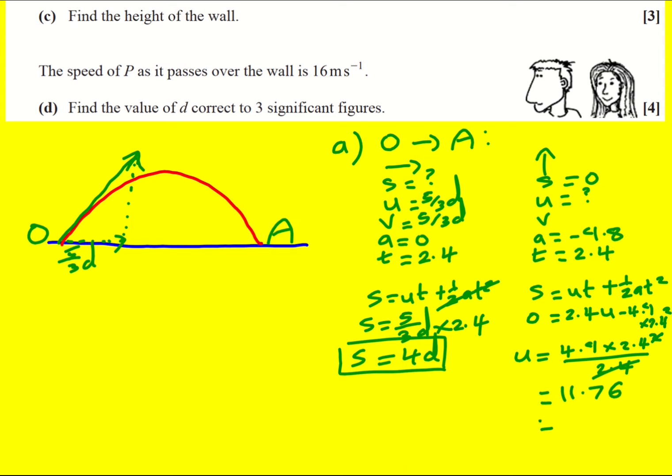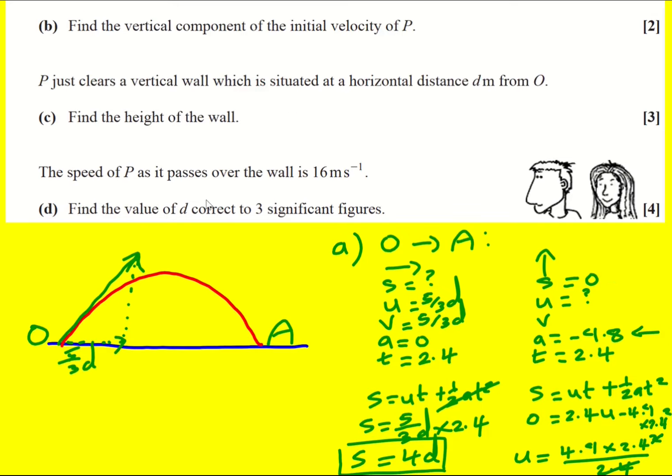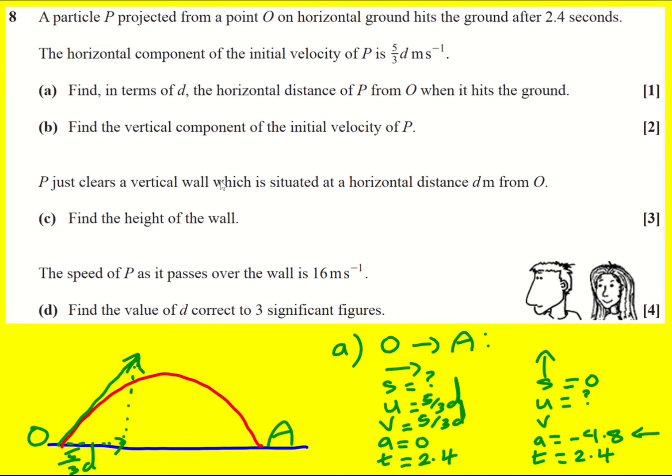Now the answers actually leave it as 11.76, but really we should be rounding our answers to 3 significant figures here because we're only using gravity correct to 2. So I'm going to write it as 11.8 meters per second, or just 11.8. That is A and B done.